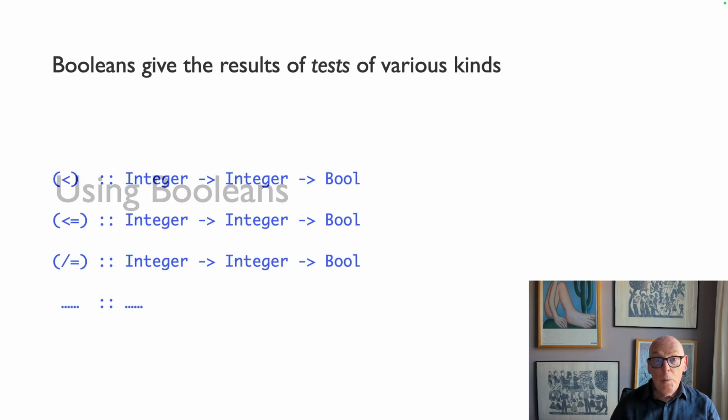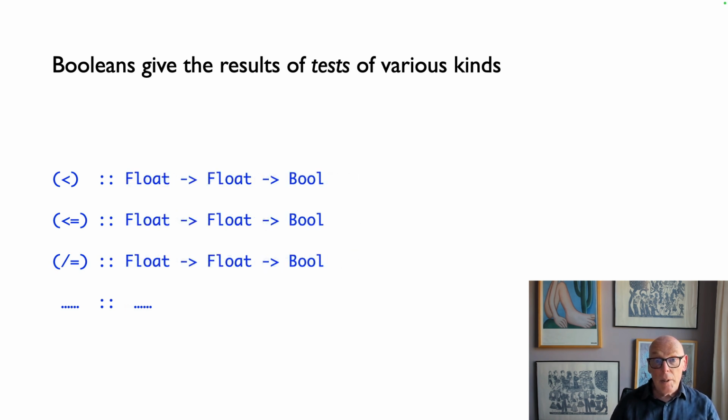Okay, so one of the ways that Booleans get created is by running tests of various kinds. So Haskell has functions to compare integers, so you can see it asks whether one integer is less than another or less than or equal to another, or whether two integers are unequal. And in fact, you can do a similar thing for floating point numbers using the same symbols. So less than tells you whether one float is less than another. Whether one float is less than or equal to another is denoted by less than or equal, and so on.